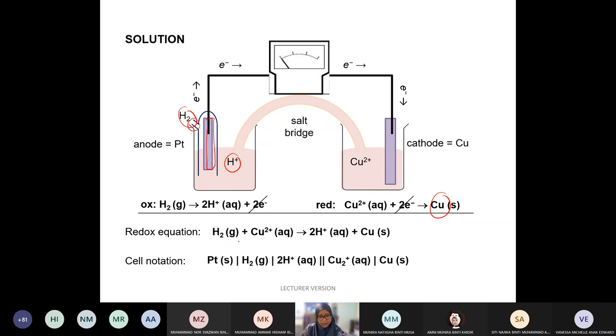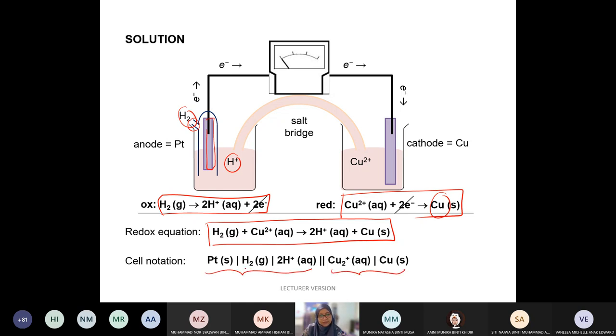Right, so cell notation. This is the half cell equation. This is the redox equation where you combine both equations. Cancel out the electrons. If they are not equal, you have to make them equal first, so you multiply with a factor and whatnot. Settle that. So this is the cell notation, oxidation part, reduction part. See, gas and aqueous there, so different phases, a phase barrier. So you use a single line, not a comma. If they are in the same phase, then you use a comma.